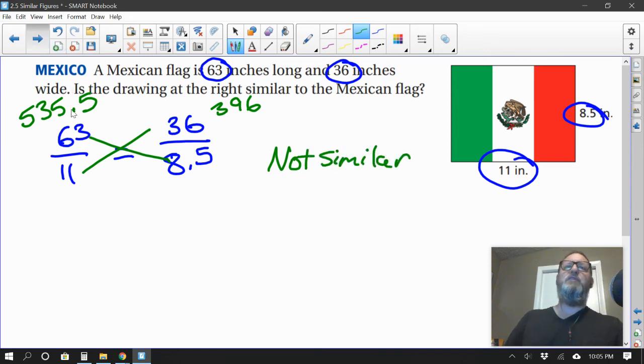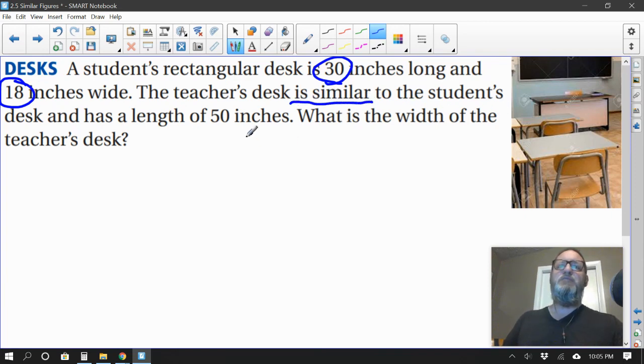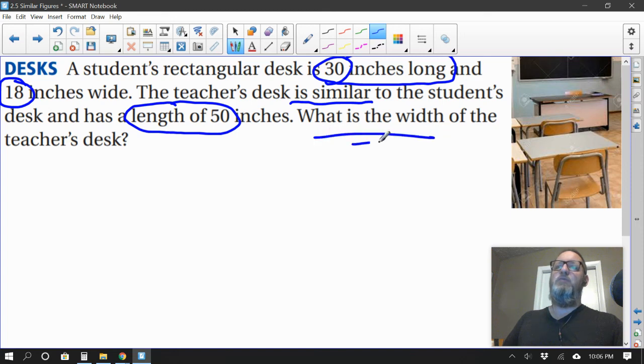All right, super, moving on. A student's rectangular desk, okay, I brought a little picture of desks here, is 30 inches long and 18 inches wide. All righty. So there's our length. There's our width. A teacher's desk is similar. Okay, they're telling us it already is similar. Has a length of 50. Okay, so that would correspond to this 30 because that's how long the student desk is. So those two numbers go together. What is the width? Okay, there we go.